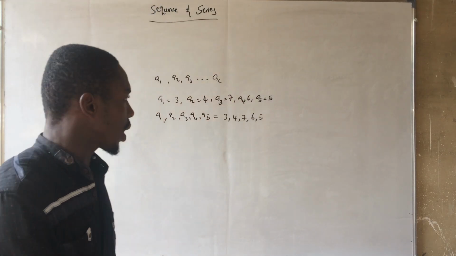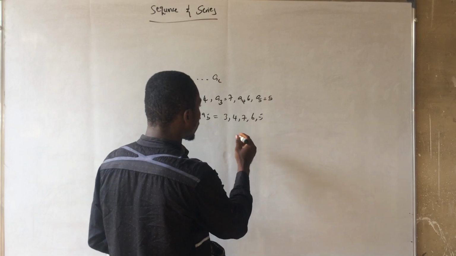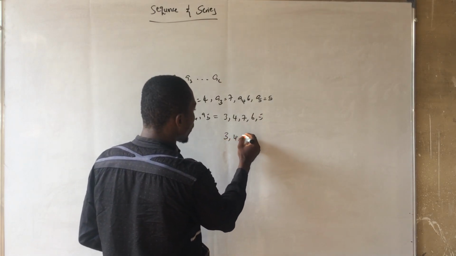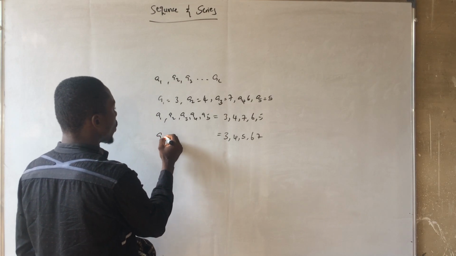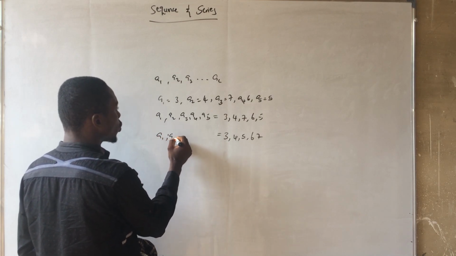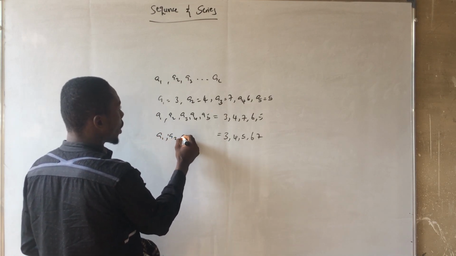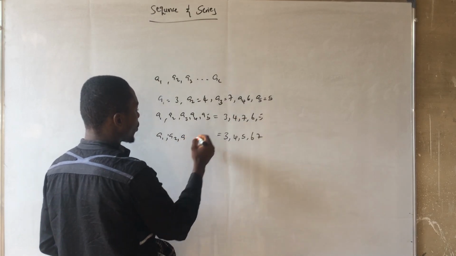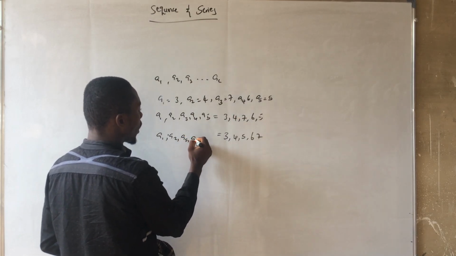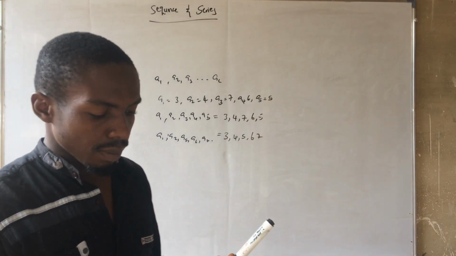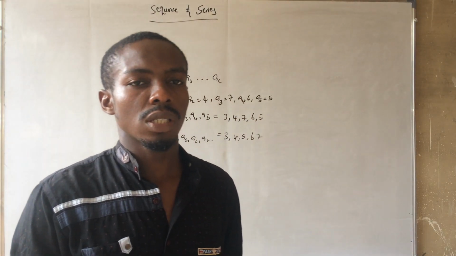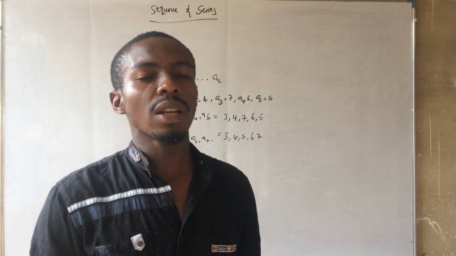So what you are going to do now is write the values in order: 3, 4, 5, 6, 7, which is going to give you A1, A2, A5, A6, A7.